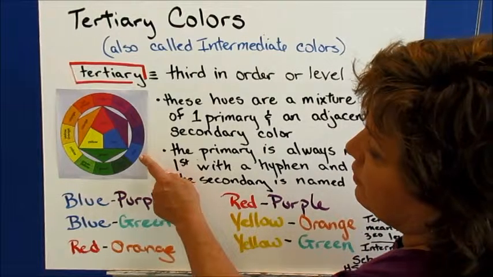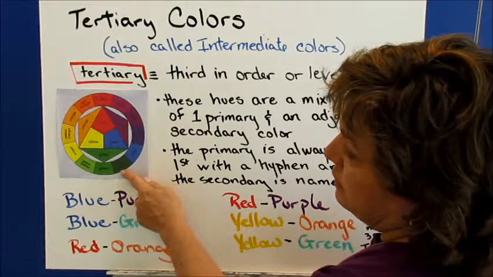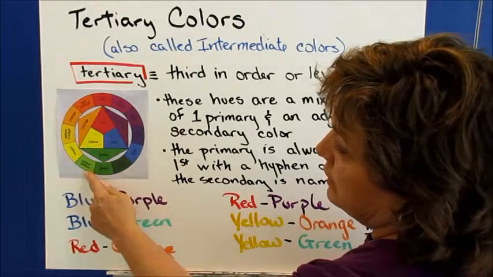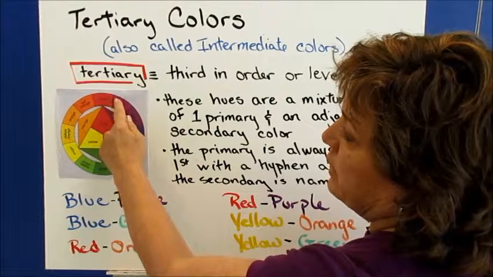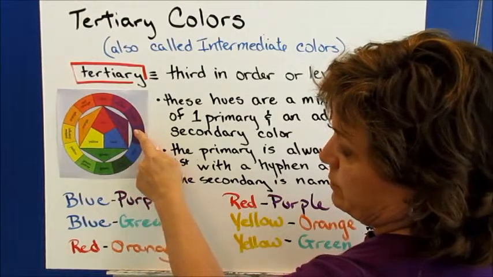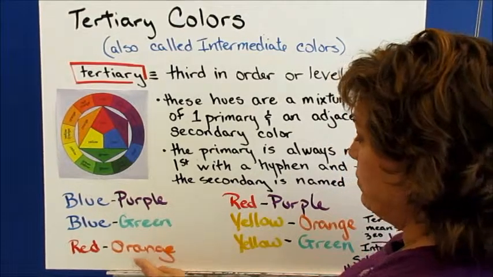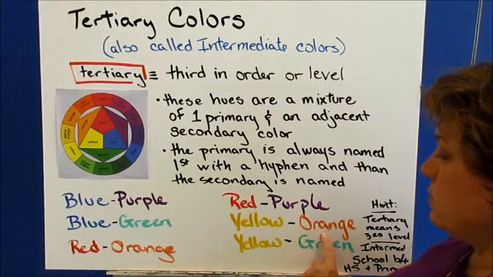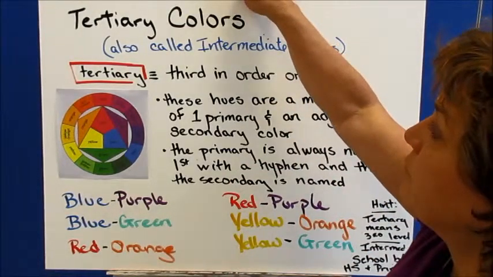So we have on our color wheel a blue-green, and a yellow-green, and a yellow-orange, and a red-orange, and a red-purple, and a blue-purple. Okay? Blue-purple, blue-green, red-orange, red-purple, yellow-orange, yellow-green are the 6 tertiary colors.